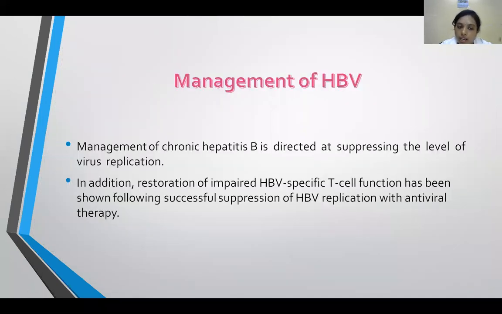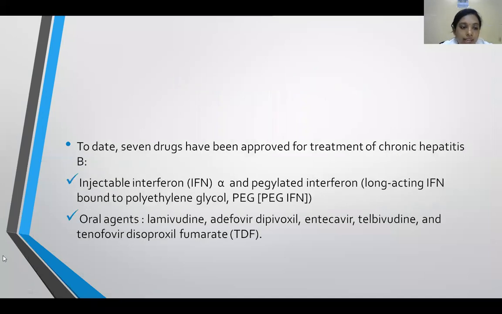So that is the graph. So management of chronic hepatitis B is directed at what? Suppressing the level of virus replication, that is hepatitis B antigen. In addition, restoration of impaired hepatitis B virus specific T cell function has been shown to lead to successful suppression of hepatitis B virus replication. That is with antiviral therapy.